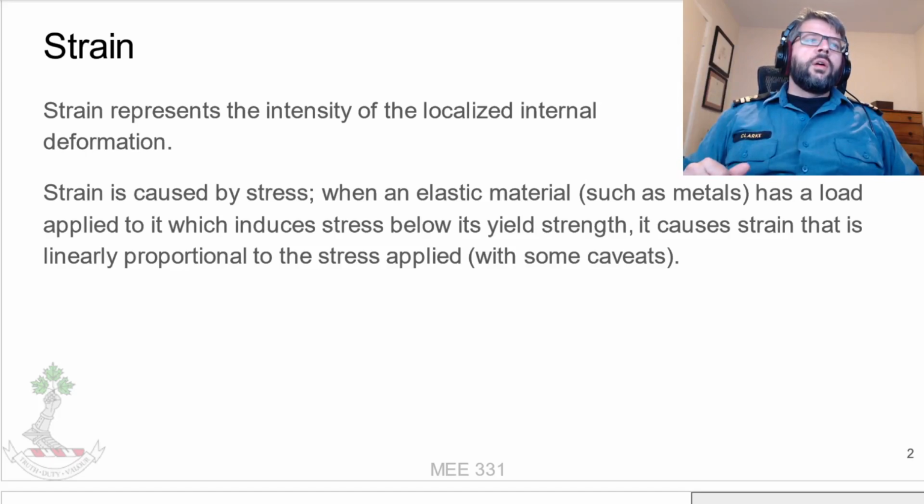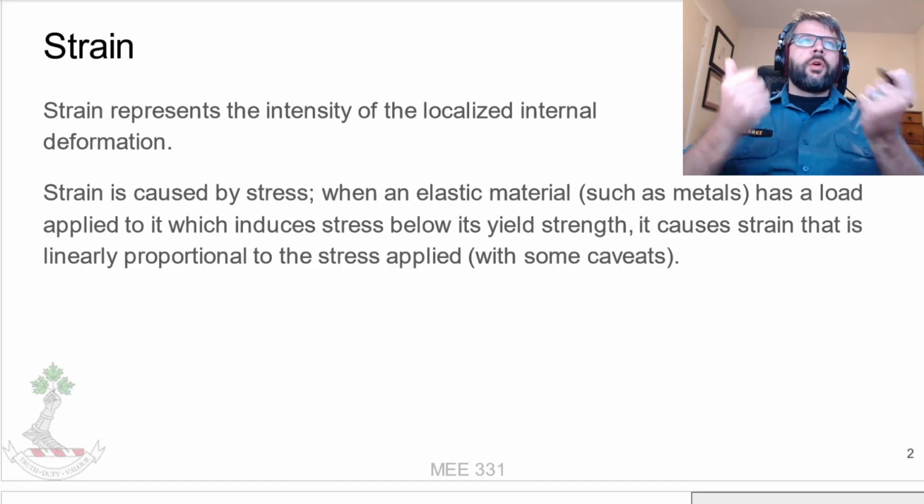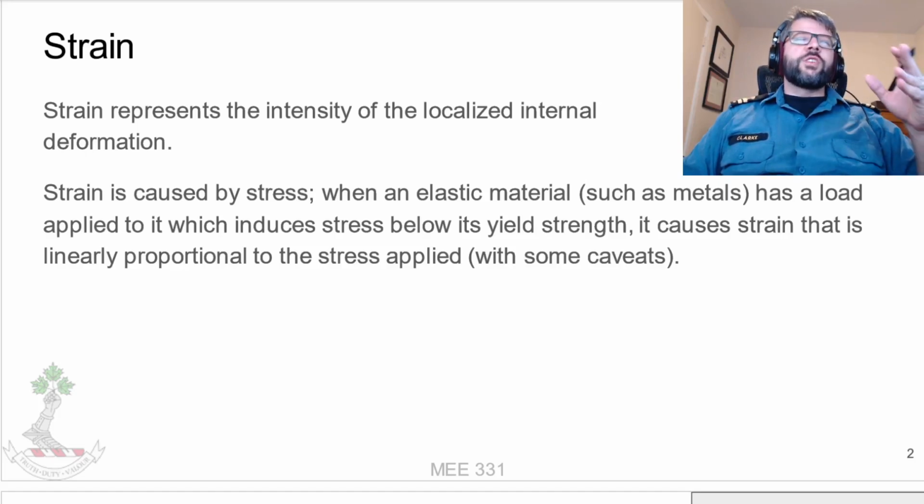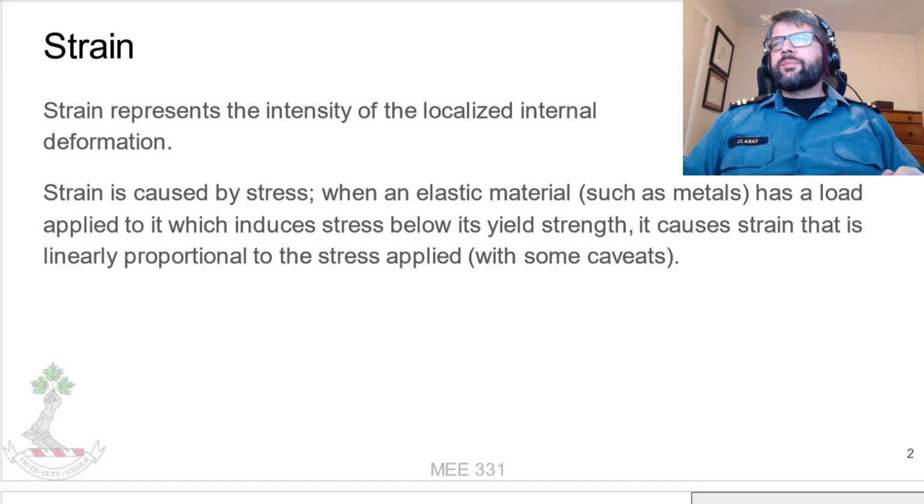by the average strain of the bar in the direction that you're pulling it is just going to be a ratio of the original length of the bar divided by, sorry, the change in length of the bar divided by the original length of the bar.